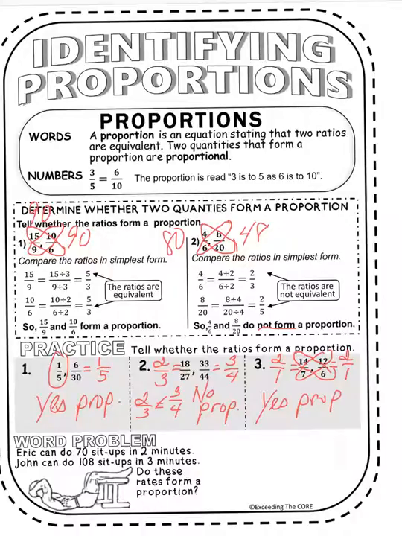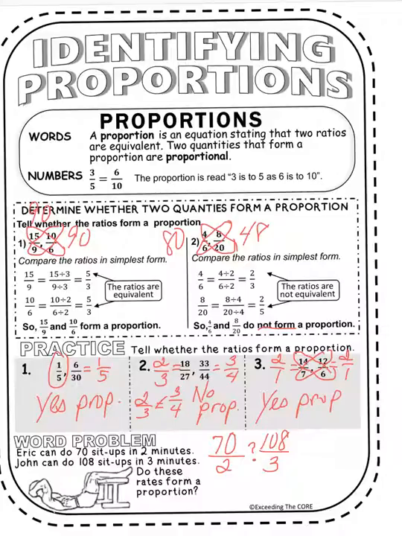So for our word problem example, Eric can do 70 sit-ups in 2 minutes. So I'm going to write 70 over 2. John can do 108 sit-ups in 3 minutes. Notice I put the sit-ups on the top and the minutes on the bottom. Do these form a proportion?